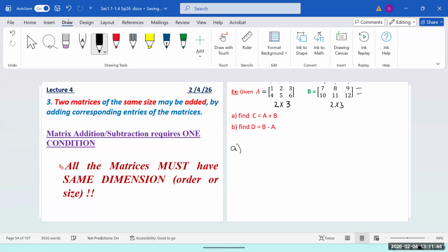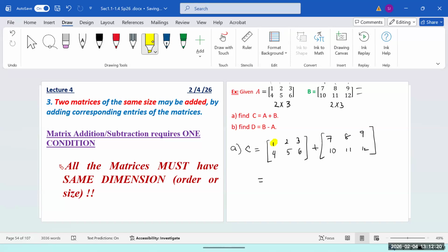Part A says find the sum of the two matrices. So C is A plus B. A is 1, 4, 2, 5, 3, 6, column-wise. And you're adding the B matrix, which is 7, 10, 8, 11, 9, 12, column-wise. When we add, we add each element in its position. Our first position is 1, 1. We add 1 plus 7, we get 8.